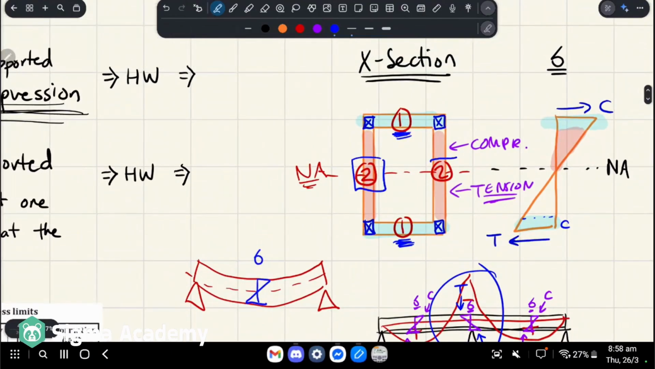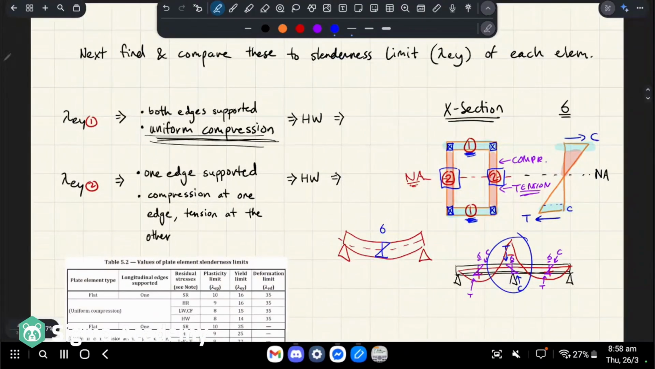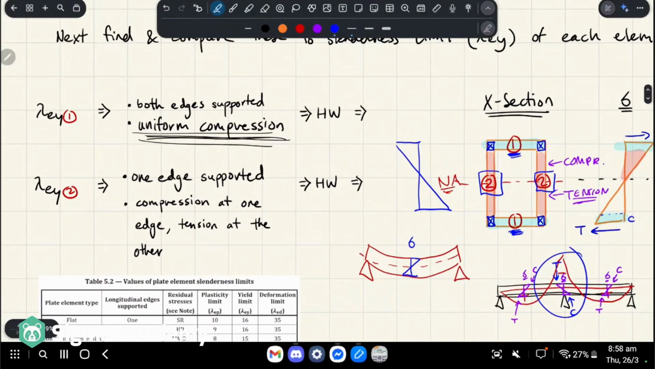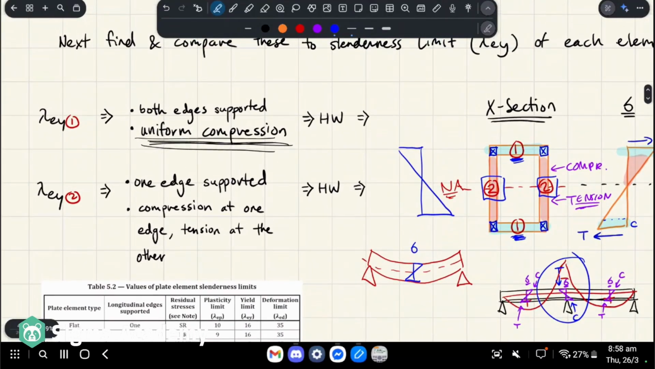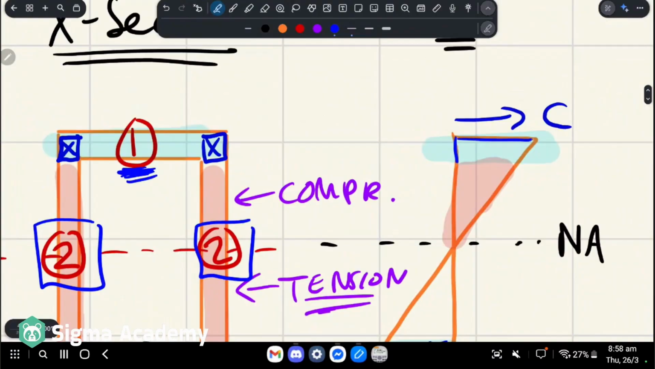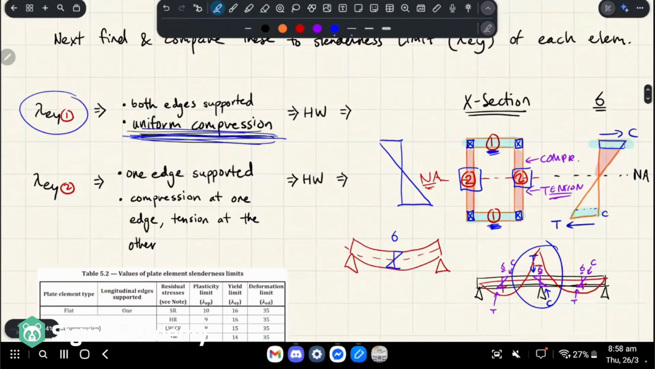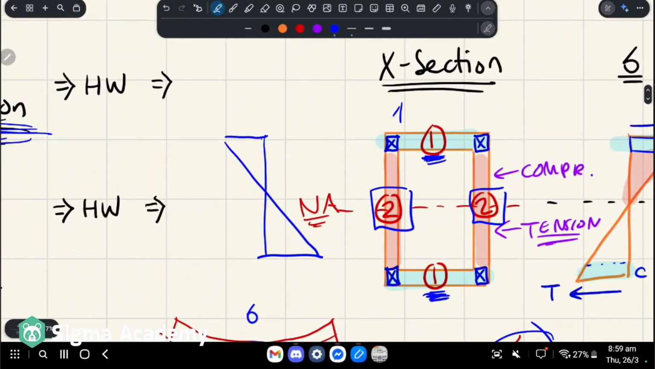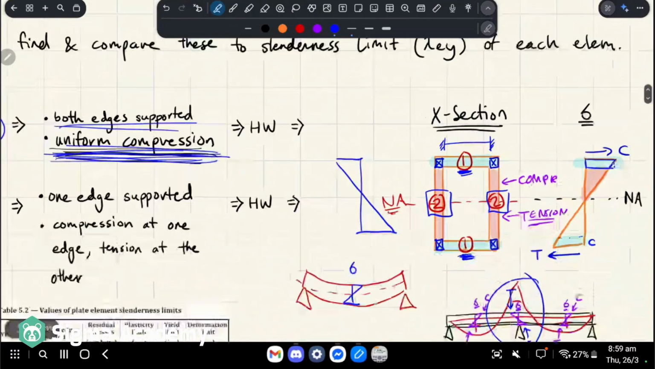But the point is, for element 2, whether your stress distribution looks like this or the other way around, one side's going to be in compression, one side's going to be in tension, okay? At any given time. So, with that said, for element 1, which is always in uniform compression, I know it's a trapezoid, but this is close enough to being uniform that we can consider it as uniform compression. And it has both edges supported, which just means that it's a fixed support on both sides.